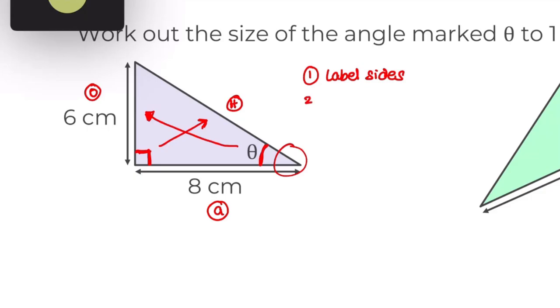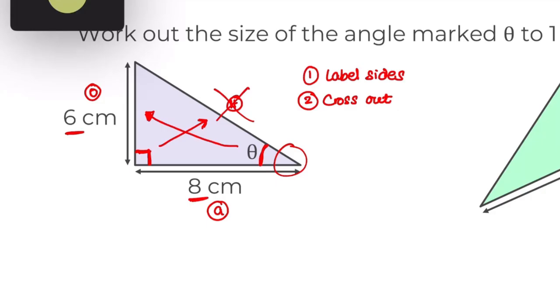Once we've labeled it, we're going to cross out the side that we don't know, the side that we don't need at all. So as you can see, O, we know the value of. A, we know the value of. We don't know the value of H. We don't need it, so we're going to cross it out.